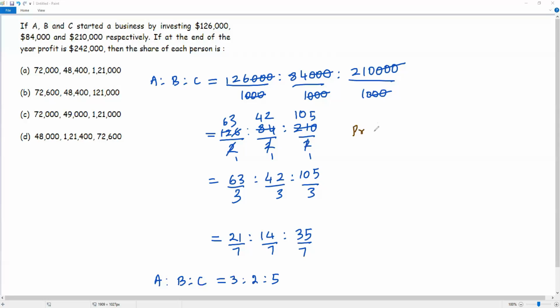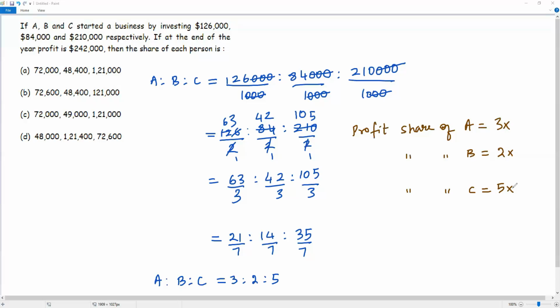To get the profit share of A, I multiply the first term by X. Because 3 corresponds to A, the profit share of A is 3X. The profit share of B is the second term multiplied by the same X, so 2X. The profit share of C is the third term multiplied by X, so 5X. Now I have the profit shares of A, B, and C in terms of X.